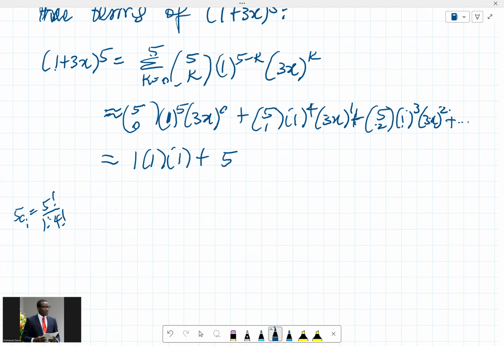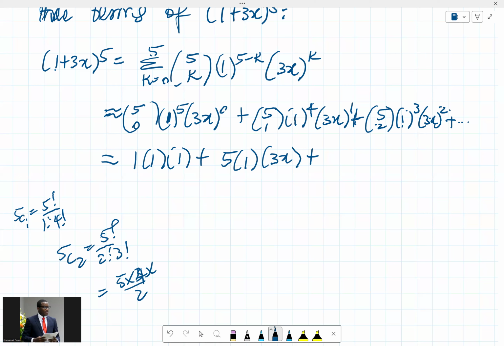So we can see from here. Then 1 raised to power 4 is 1. 3x raised to power 1 is 3x. Plus 5 combination 2, that's 5 factorial over 2 factorial, 3 factorial. I think that should be 10, because this is 5 times 4 times 3 factorial, which cancels out, divided by 2 factorial, which is 2. That's simply 10. So we have 10 into 1, 3x squared is 9x squared. Okay, that's 9x squared. So all this can go.